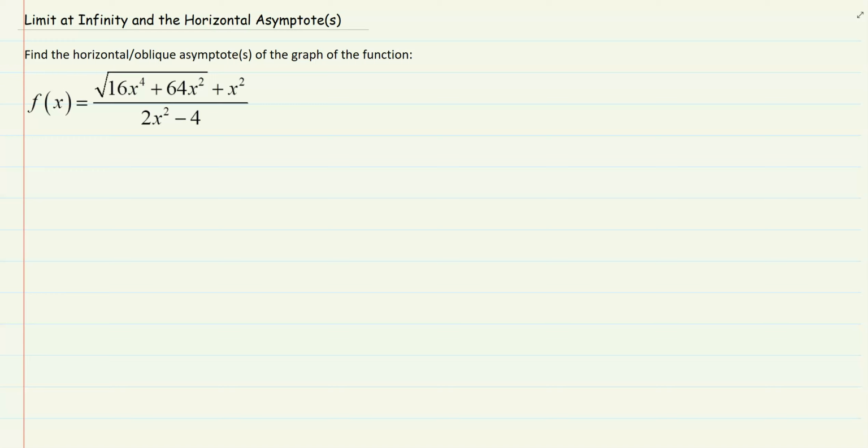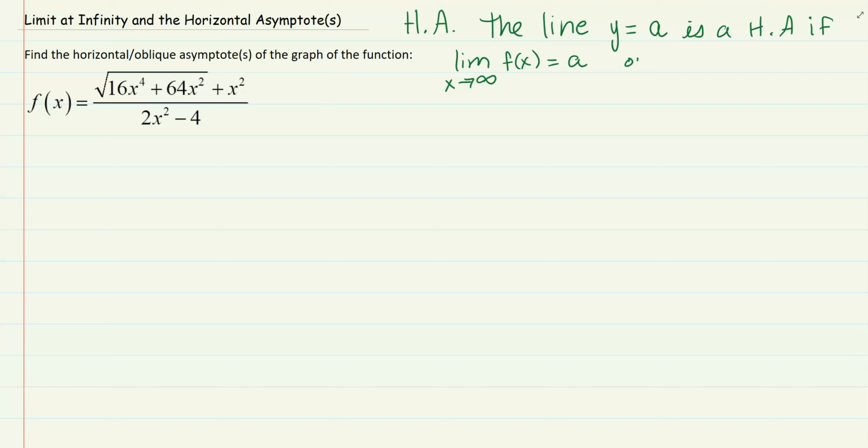In this video, we are talking about the limit at infinity and the definition of the horizontal asymptote. Okay, so I'm going to focus on the horizontal asymptote definition because that is related to limit at infinity, right? So the horizontal asymptote definition says, the line y equals some number a is a horizontal asymptote if limit as x goes to infinity of f of x is equal to a, or limit as x goes to negative infinity of f of x is equal to a.